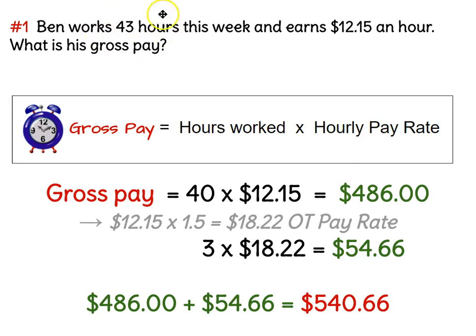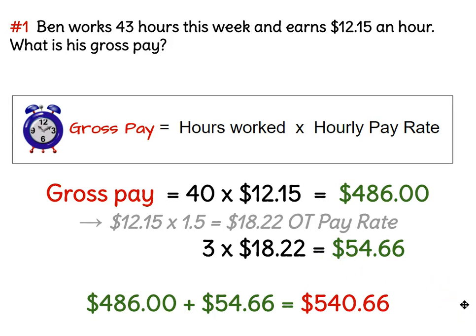Then, because he worked over 40 hours, we have to take 43 and subtract out the 40 that we used here, and we're left with 3. But he earns an overtime pay rate, so we have to find that here. So we take his hourly pay, which is $12.15 an hour, and we multiply that by the 1.5. And when we do that, we find that his overtime pay rate is $18.22. So we multiply 3 times $18.22, and we get $54.66.